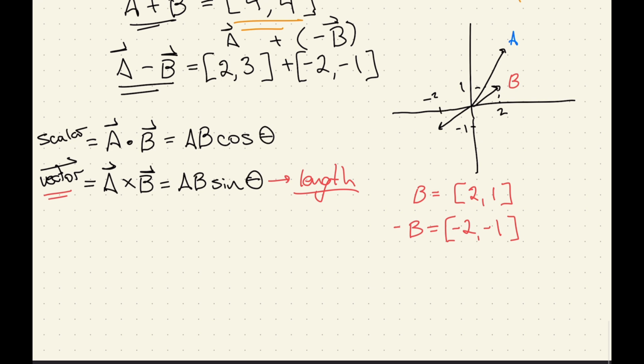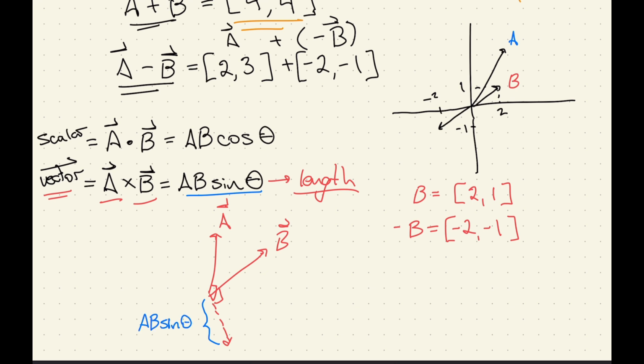And how you find the direction of this vector is you have to do the right-hand rule. So you have vector A, vector B. If I point my thumb in the direction of A and my pointer finger in the direction of B, I get the result, which is perpendicular to both of these, pointing downwards like that. So the length of this would be this value, AB sine theta.